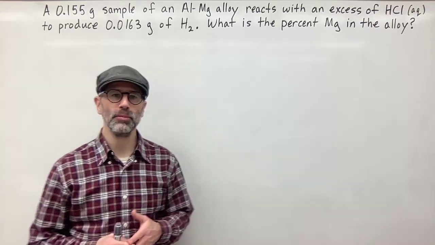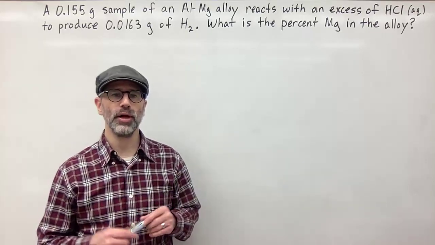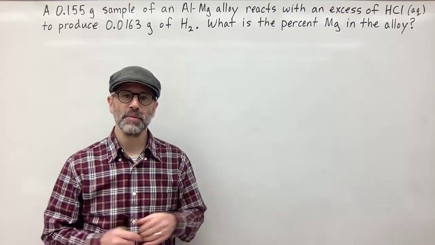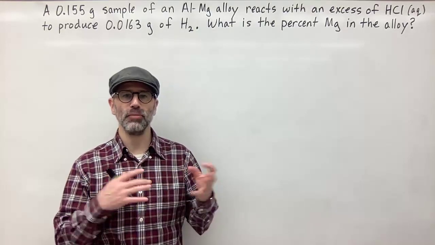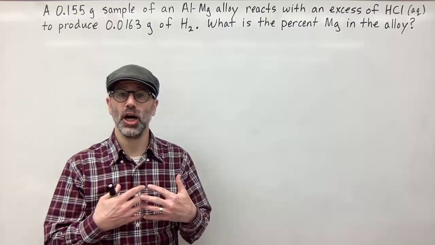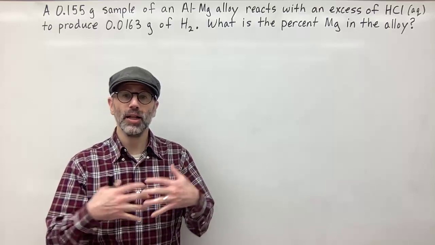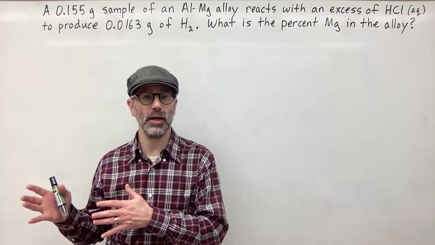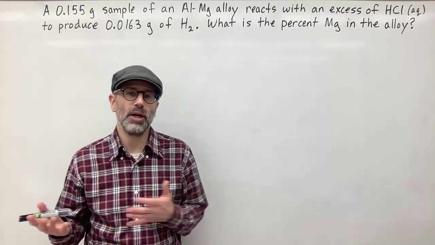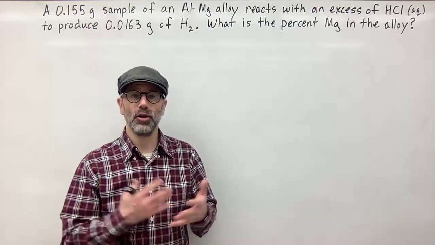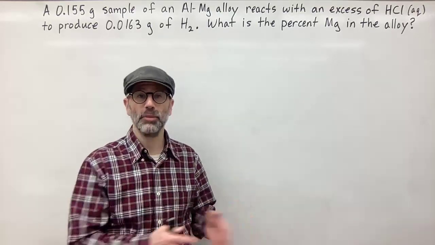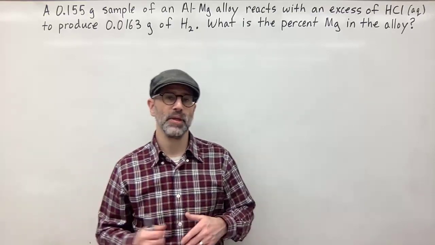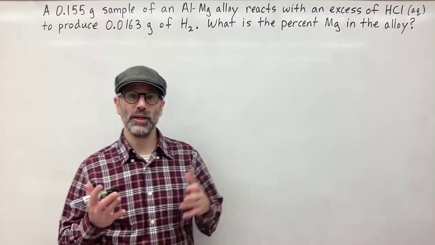So in this sort of problem, you're given a sample of an alloy, just generally speaking, and you have a couple of metals mixed together, or maybe a mixture of two elements mixed together, and they both react to form a particular product. And so you're then asked, well, how much of a particular metal is made up in this alloy? And so how do you go about solving this sort of problem?